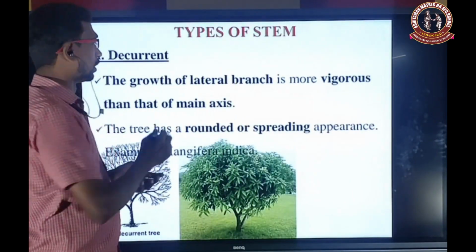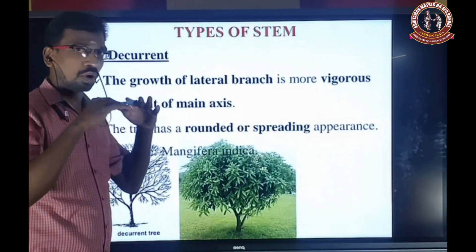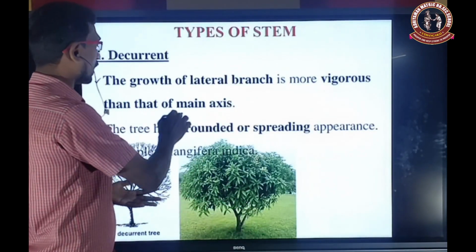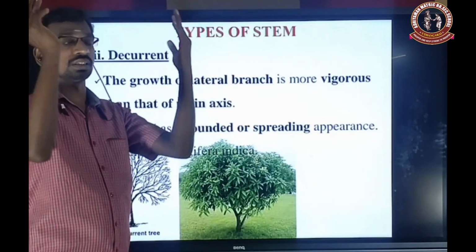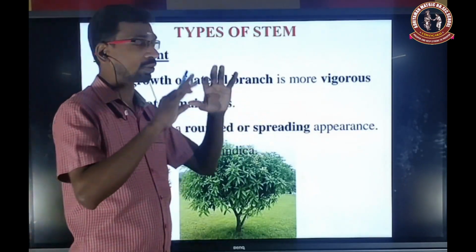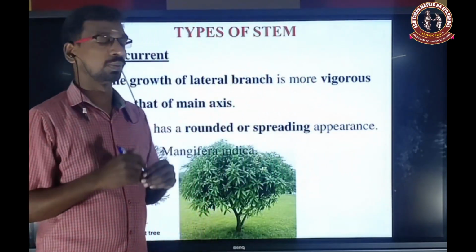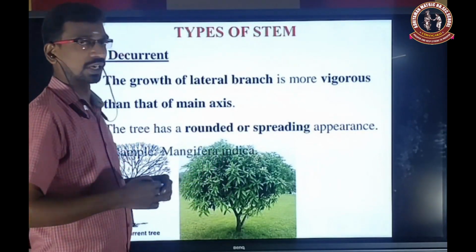Decurrent. The growth of the lateral branches is more vigorous than the main axis, and as a result it looks more or less rounded or spreading in appearance. Example, Mangifera indica, mango.